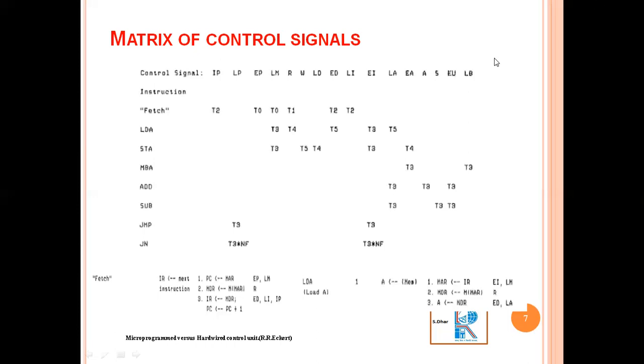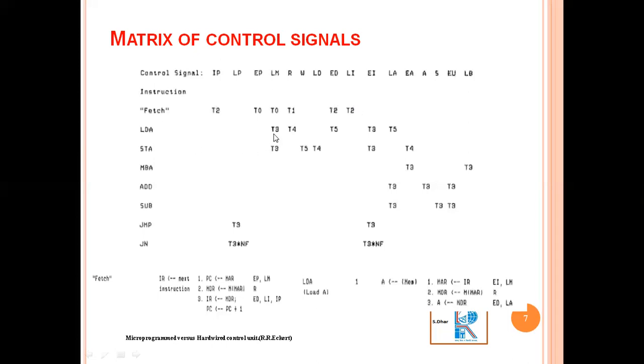So this is the total matrix of the control signals we have generated. Clear? When T2 is 1, the IP signal will be activated. When T0 is 1, EP will be activated. When T0 is 1, LM also will be activated. When T1 is 1, R will be activated. When T2 is 1, ED will be activated. When T2 is 1, LI will be activated for fetch.